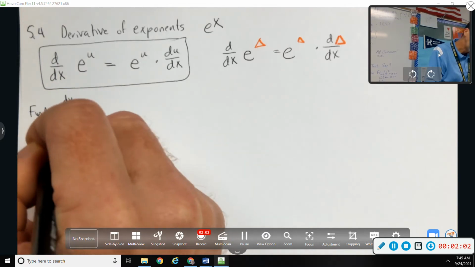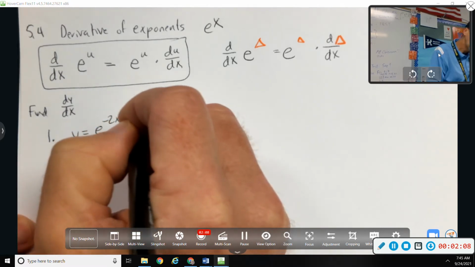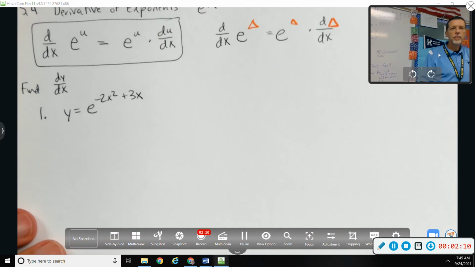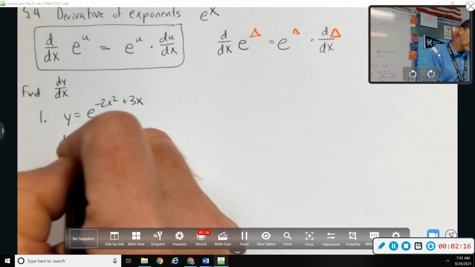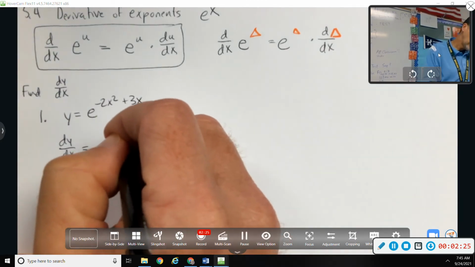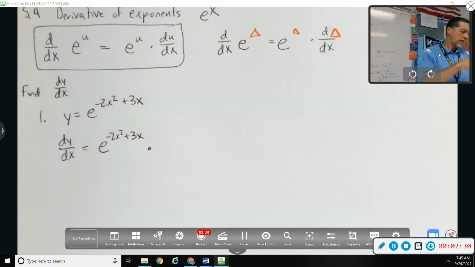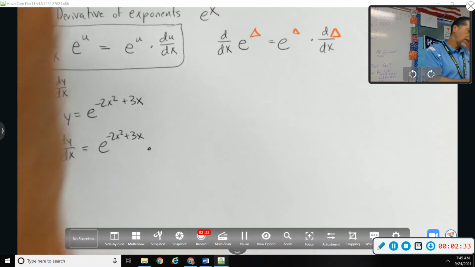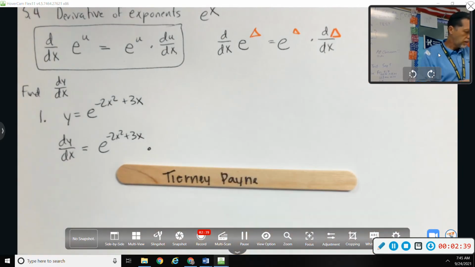So let's find dy dx if y equals e to the negative 2x squared plus 3x. So dy dx is e to the negative 2x squared plus 3x, but then times the derivative of that exponent. Pick on some people here. Tierney, what's the derivative of negative 2x squared plus 3x?